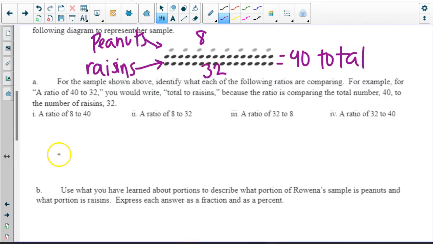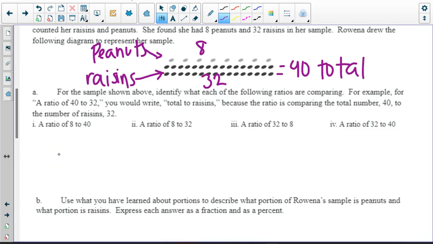So for the first one, it says a ratio of 8 to 40. So I have to look at what are they comparing? Okay, well I know 8 is the number of peanuts, so they are comparing the number of peanuts to, and 40 is the total. So they are comparing peanuts to total. Now I can't write that as total to peanuts because order is important. The 8 was first. So go ahead, pause the video and try the next 3.